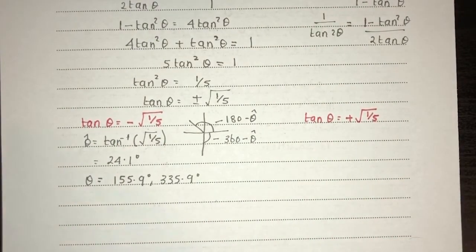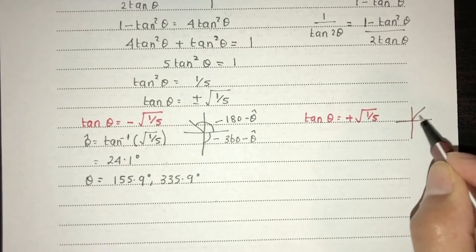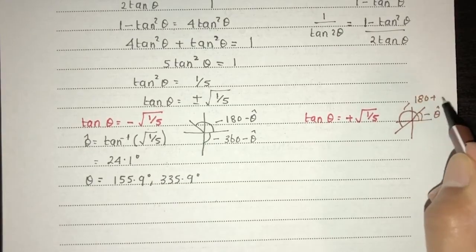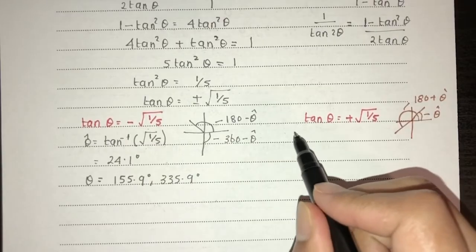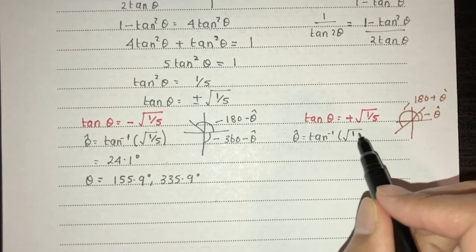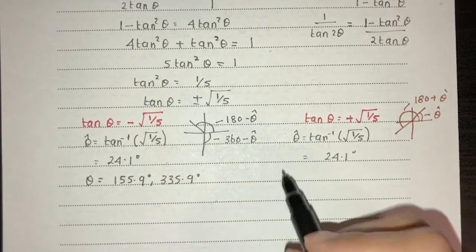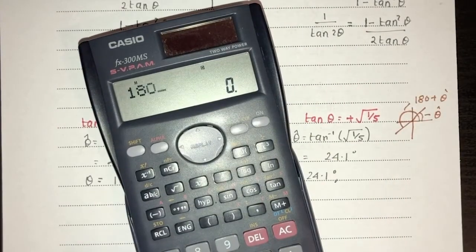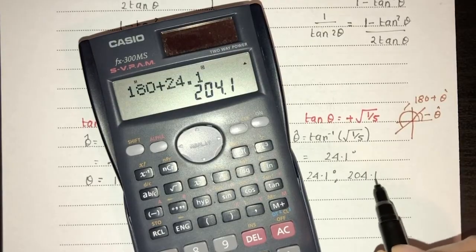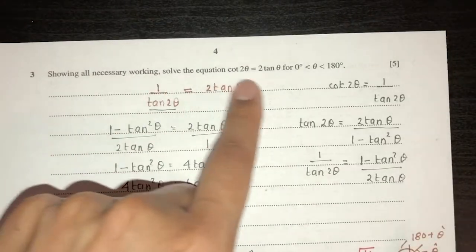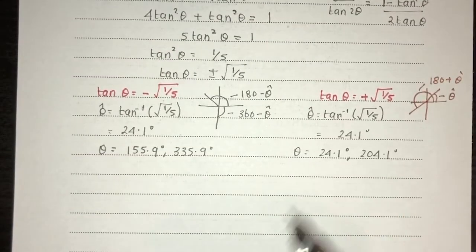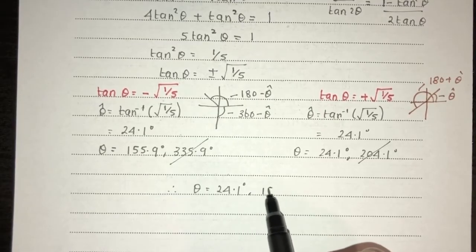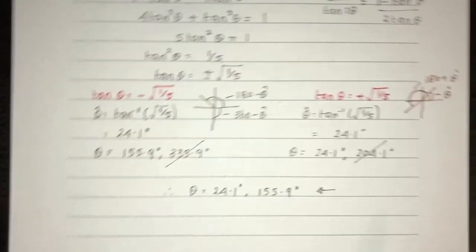Now going back to the positive one, when tan is positive, it will be in your first quadrant and also in your third quadrant. So it will be 180 plus this angle. To find this angle, we take tan inverse of the positive value, which will be the same, 24.1. So theta will be 24.1, and 180 plus 24.1 is 204.1. Now going back to your question, we only need values of theta between 0 and 180, so we have to cancel those values which are outside the range. So theta will be 24.1 or 155.9. Those are the two values of theta that satisfy your equation.